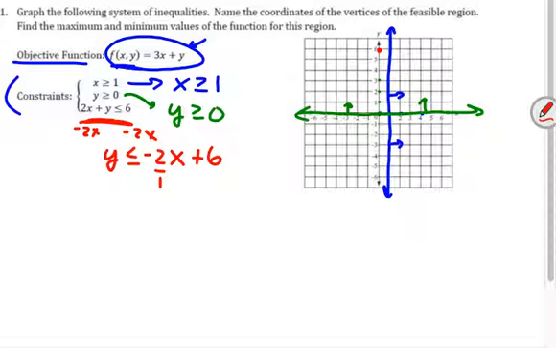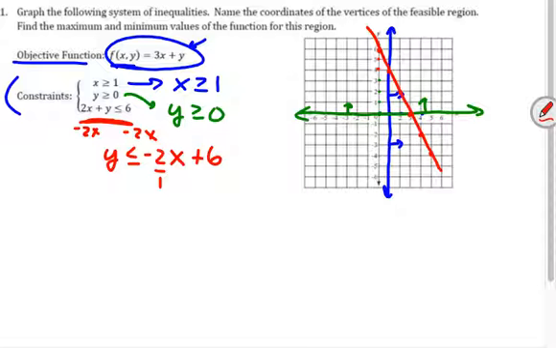Just because your slope is negative doesn't mean both movements are negative. So down 1, 2 over 1. Down 1, 2 over 1. I can see my vertices right now. Okay. Once again, it's less than or equal to, so this is a solid line.